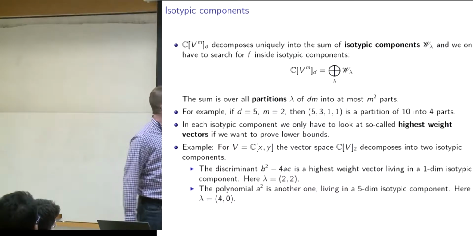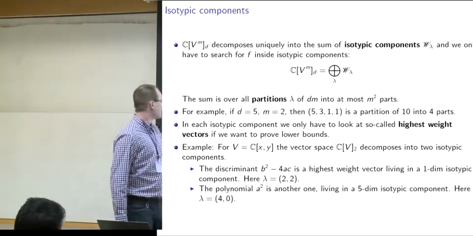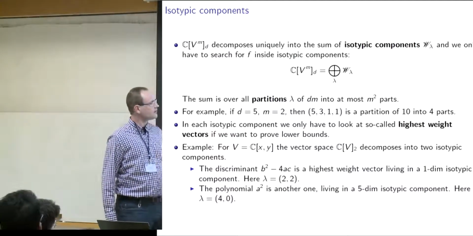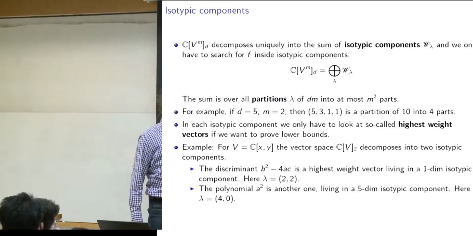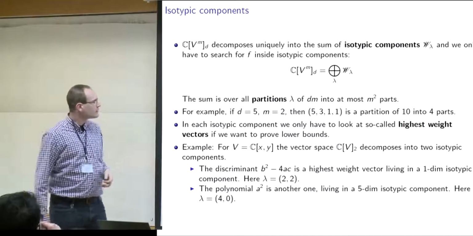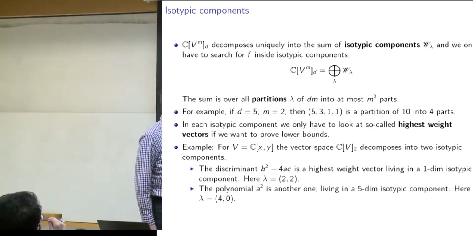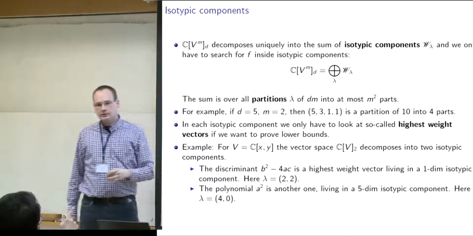Those are just partitions of d times m into at most m squared parts. And I give you an example here. Say d is 5, m is 2. Then, for example, 5, 3, 1, 1 is a partition of 10 into 4 parts, right? So it's just that the numbers add up to 10, and it is ordered. It's sorted, right? What does isotypic mean?